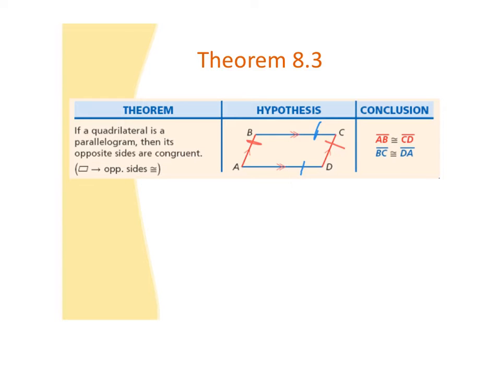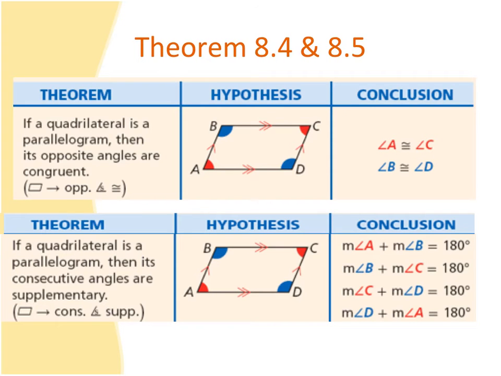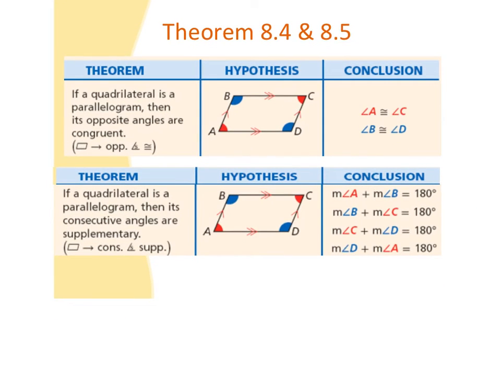This is the third theorem that we've seen in this chapter. We've got two more, and again, they're called theorems, but really all they are is properties of this specific quadrilateral, which is a parallelogram. So in theorem 8.4, it states that opposite angles are congruent, and they've color-coded it. So 8.4, again, opposite angles are congruent. Now, in theorem 8.5, it's stating that if the quadrilateral is a parallelogram, then consecutive angles are supplementary.